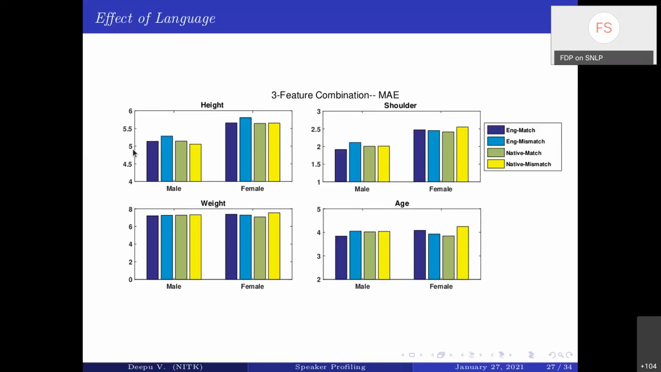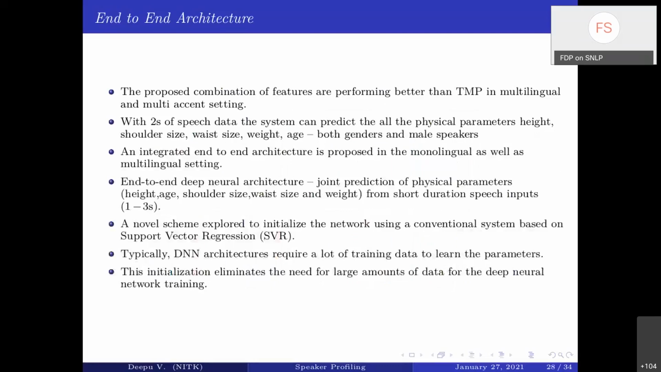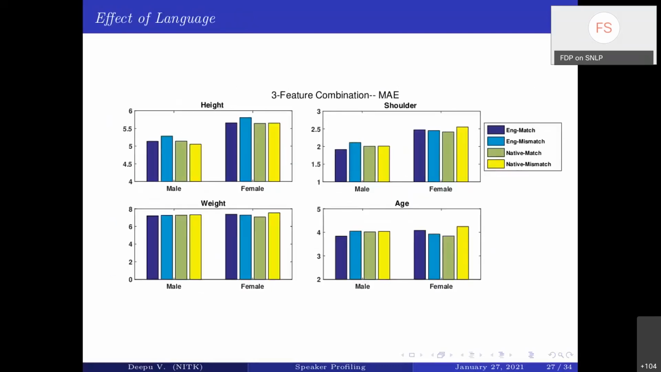combinations we did, and they are more or less around the same performance. It's all around 5, for example, in case of male height prediction. Female height prediction, it's all around 5.6 or something. So basically, the mismatched condition does not change too much. It does not affect the performance too much, which is good news because you don't want all these algorithms to fall apart when you have a different language.